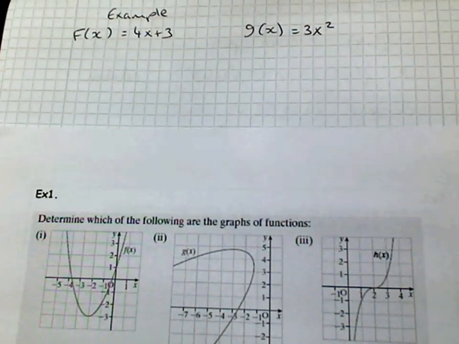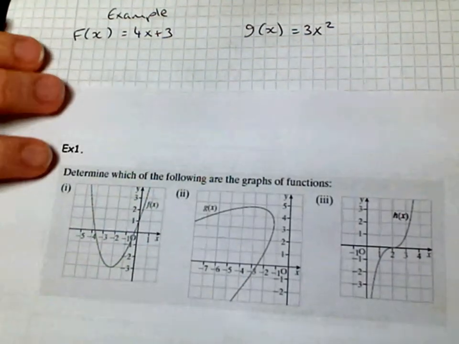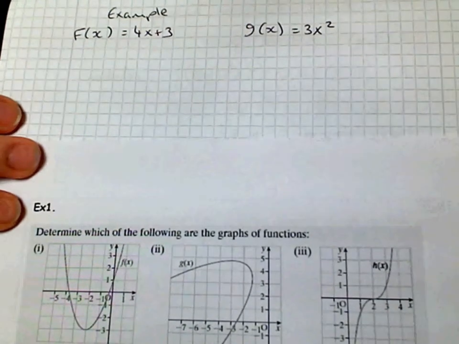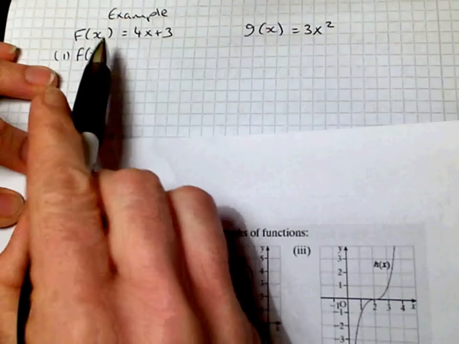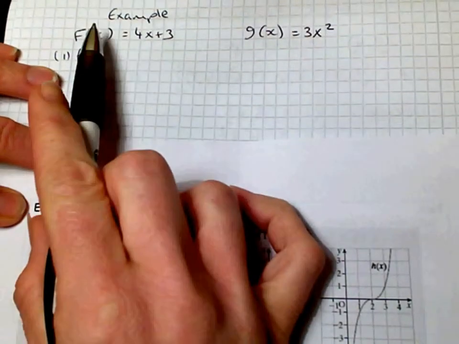So some examples on basic function theory. Okay, so the first one is, if you take the example that I've given there, f of x is equal to 4x plus 3 and g of x is equal to 3x squared. Okay, so you're asked to evaluate f of 3.